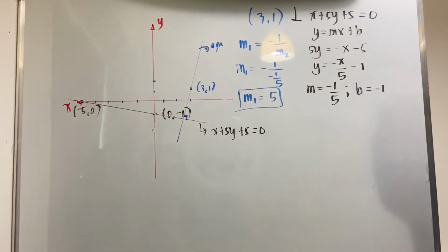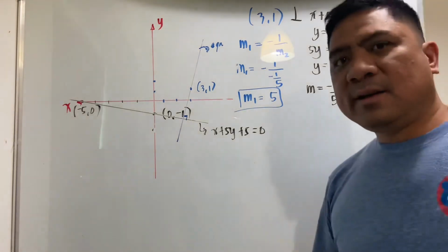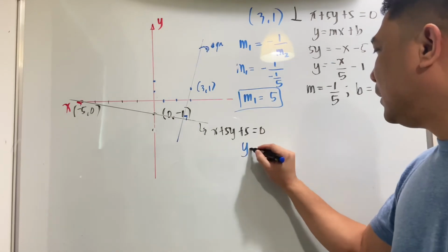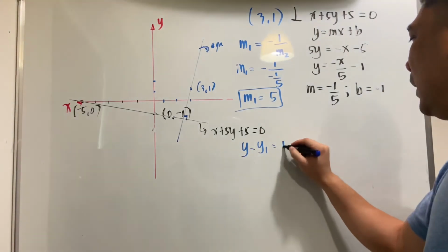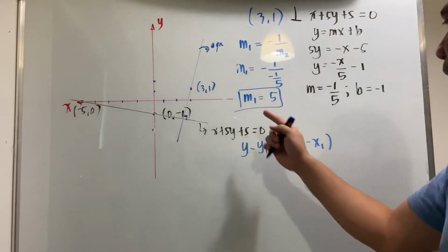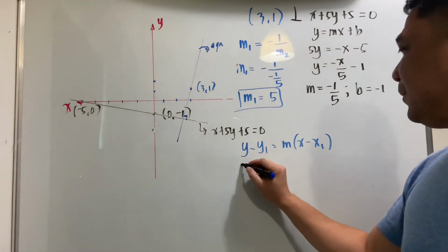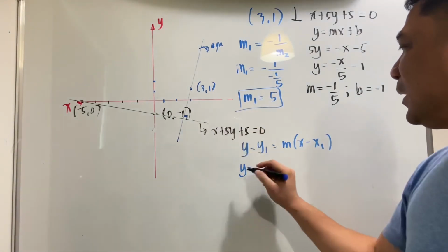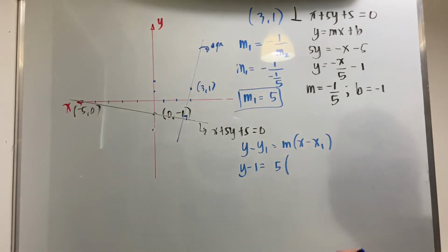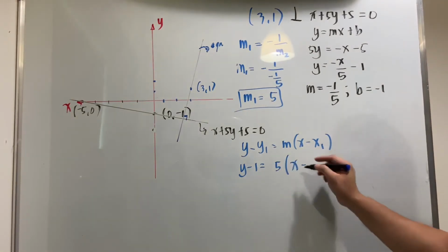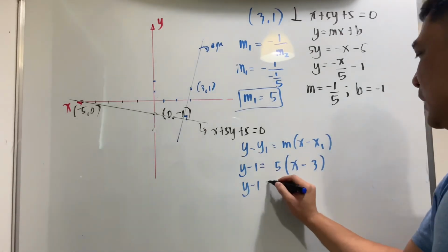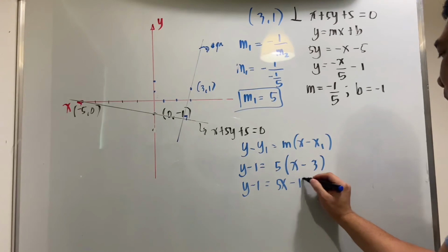Okay, so to get the equation of the line, you'll use again the point slope form, which is y minus y1 is equal to m times x minus x1. So let's try to solve this one. So y minus y1, which is 1 there, is equal now to the slope of this one, which is 5, times x minus x1, which is 3. So y minus 1 is equal to 5x minus 15.